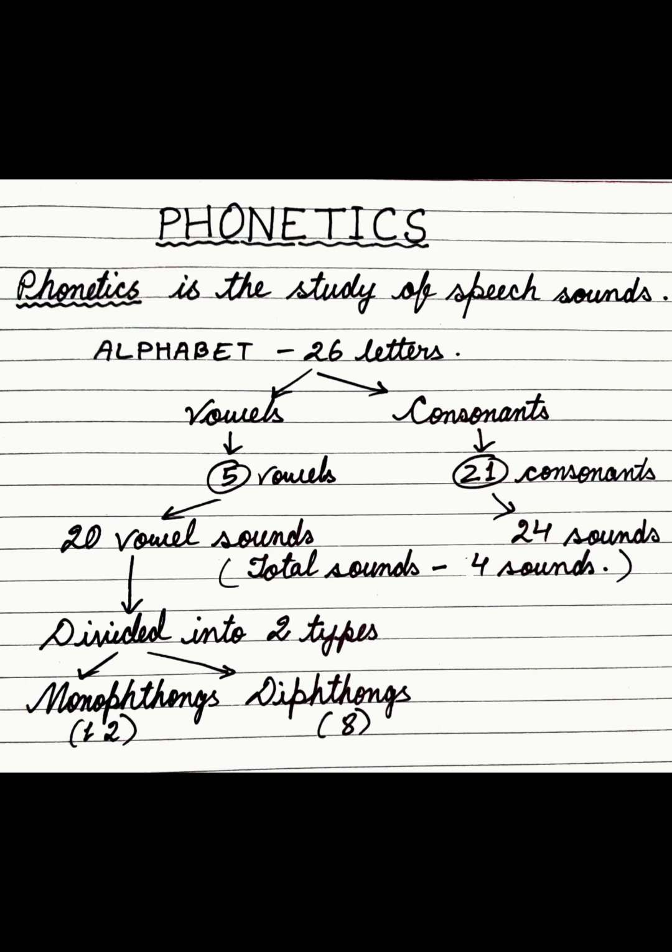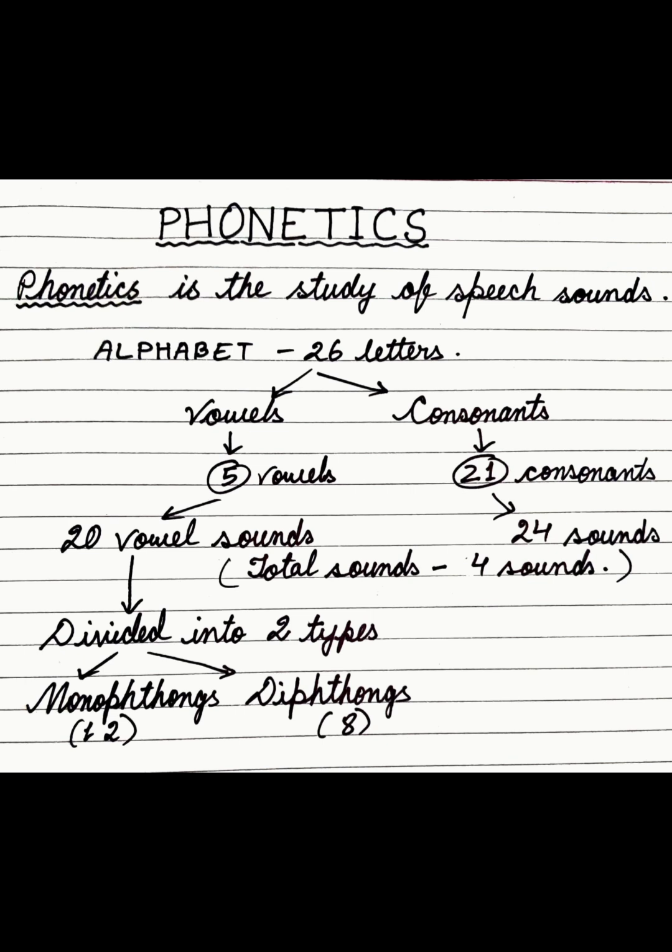So, what have we learned today? We learned that phonetics is the study of speech sounds. The English alphabet has 26 letters from A to Z. These include 5 vowels and 21 consonants. In terms of sounds, we commonly learn 20 vowel sounds and 24 consonant sounds. Together, they make 44 basic speech sounds.